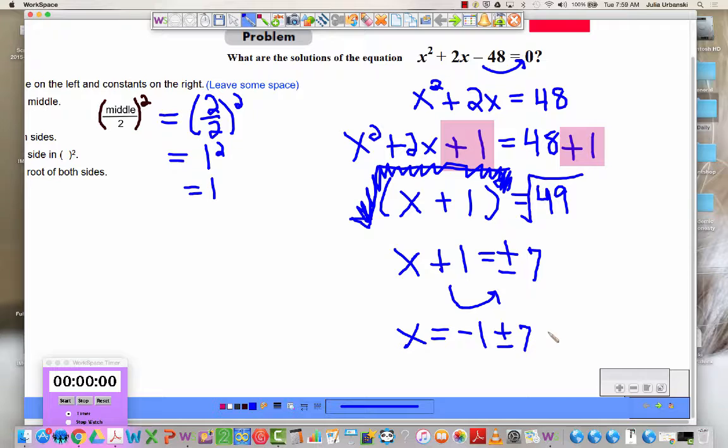So now we make it negative 1 plus 7 as one of our possible answers. And what's the other choice? Negative 1 minus 7. Those are your 2 answers. You use your plus sign, and then you use your minus sign. Negative 1 plus 7 is 6. Negative 1 minus 7 is negative 8. Those are your 2 answers. This is called completing the square.